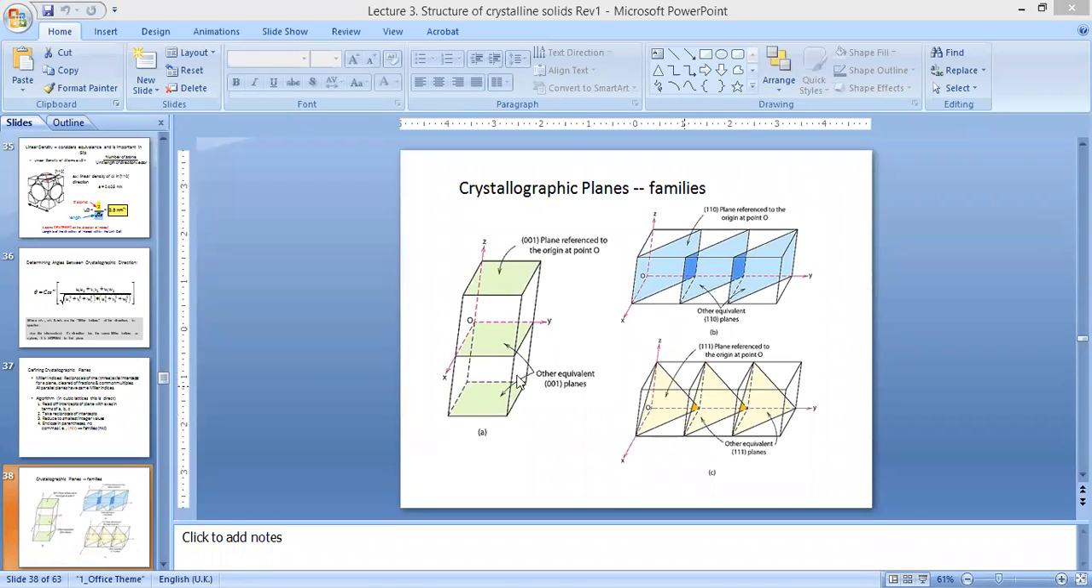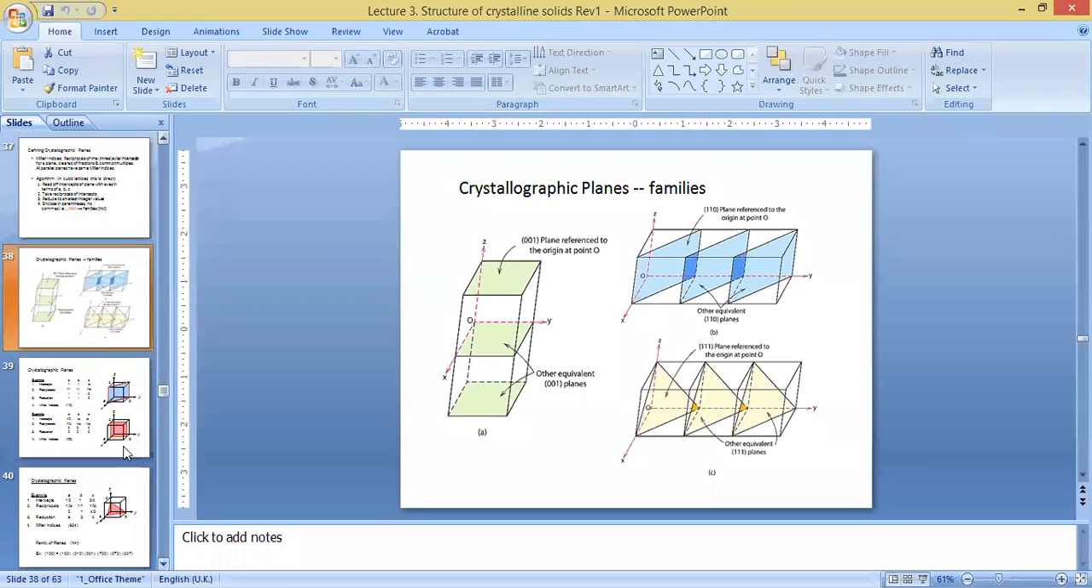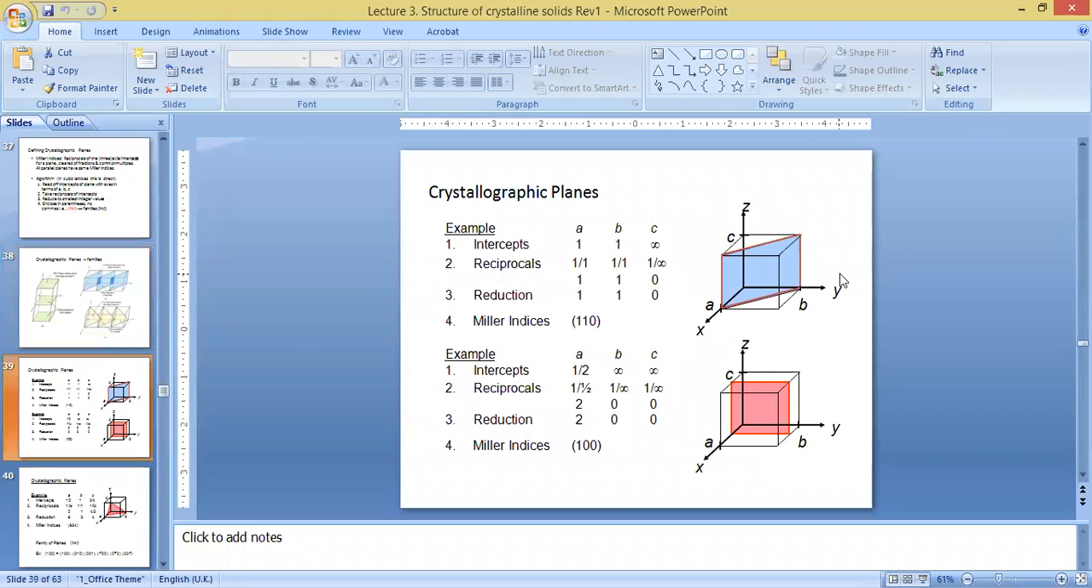Okay, so we'll just learn how to draw planes in our next slide. So let's try this exercise. Let's try and see how we come up with these planes. So the plane in blue, this one, is the 110 plane. If you remember, when we're looking at directions, there's a difference between directions and planes, vector directions. There's a difference there.